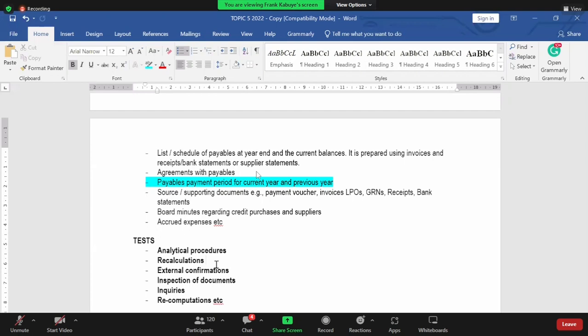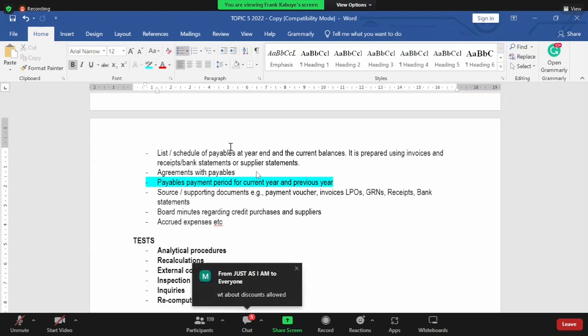Then external confirmation: do we write to the payables or we don't write to them? So what are we confirming when we write to them, when we obtain confirmation? Yes, you obtain the written data. And what are we auditing when we obtain them? Which assertion are we trying to verify? Existence. But also the closing balances, whether the closing balance is correct or not. We can also recompute the discounts, as somebody is saying.